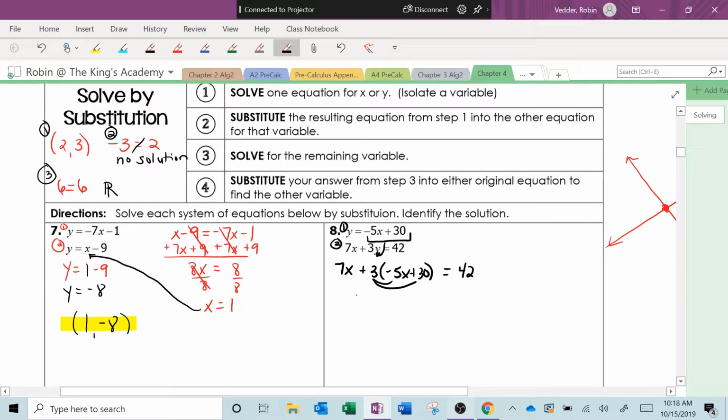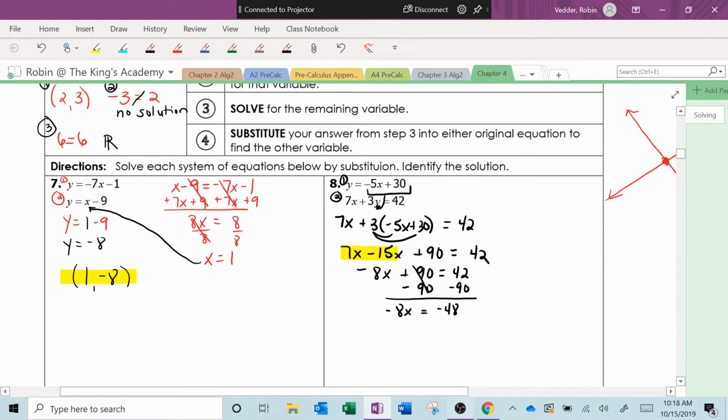So next you would do 7x minus 15x plus 90 equals 42. Then you combine the x's, you get -8x. And then you subtract 90 from both sides. And then I had -8x equals -48. And then I divided by -8, I got 6. So that's x equals 6. And then for y, I got -30 plus 30 equals 0. So for y, I got 0.